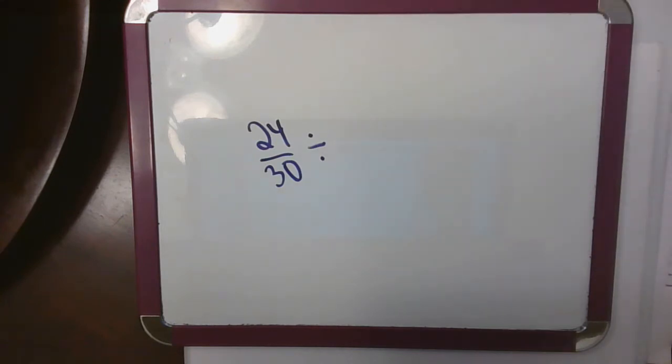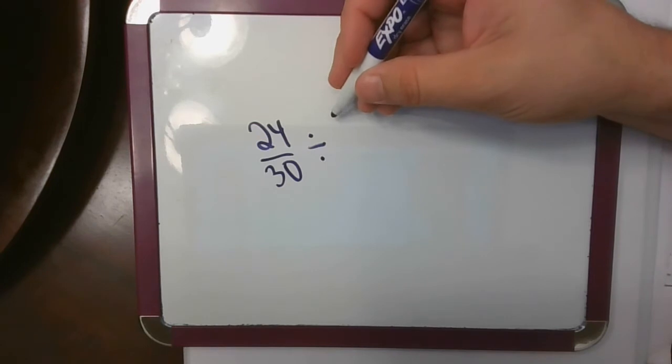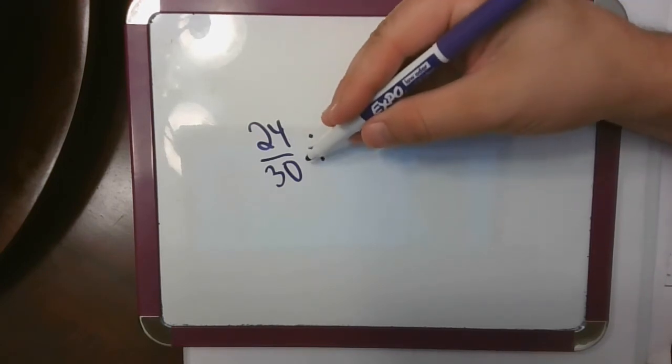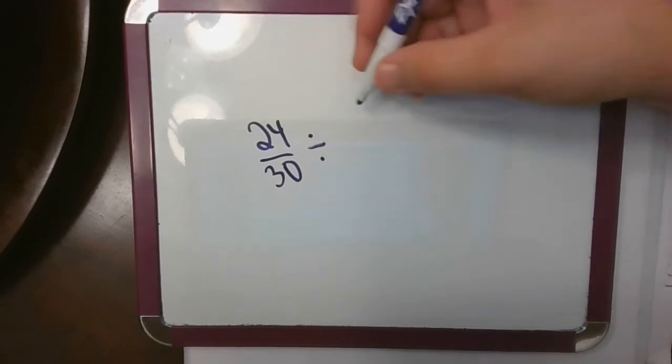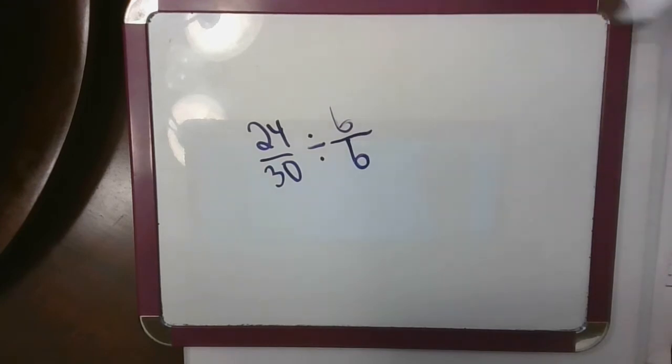Doing that, I would know that they both have 6 in common. Now, when we multiplied, we made sure that we did it to both pieces, the numerator and the denominator, because we didn't actually want to change the size. That's true for division as well. I want to do it to the top and the bottom.